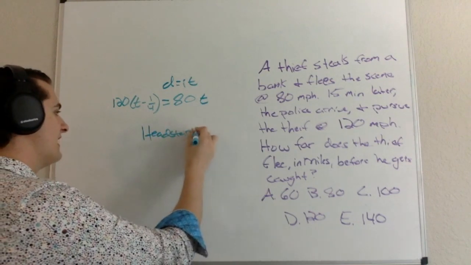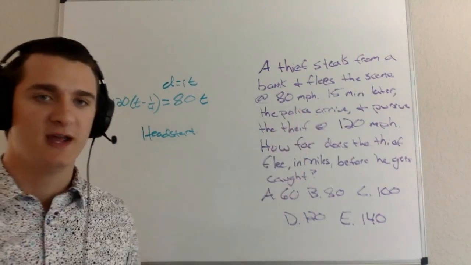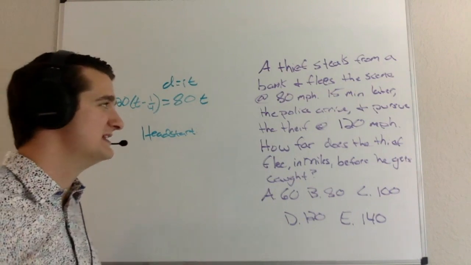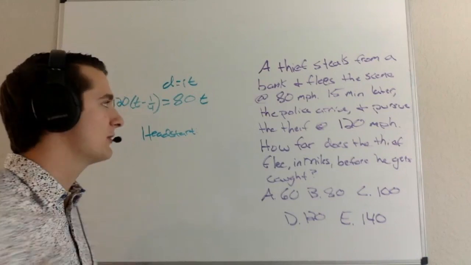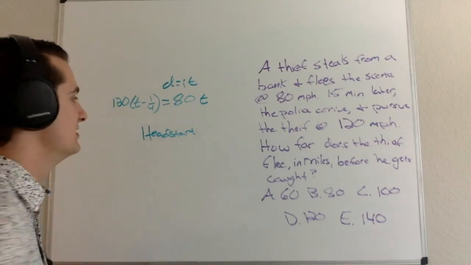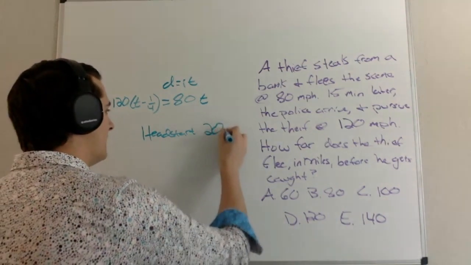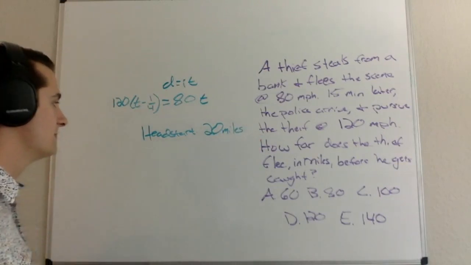And so when I think about the head start that the thief gets, obviously it's a 15-minute head start, and that's the most common thing that I hear, but I actually want to think about the head start in terms of distance. So the 15 minutes, that's a quarter of an hour at 80 miles per hour, it's going to be 1/4 of 80, which is going to be 20. So the thief has a 20-mile head start, 20 miles.